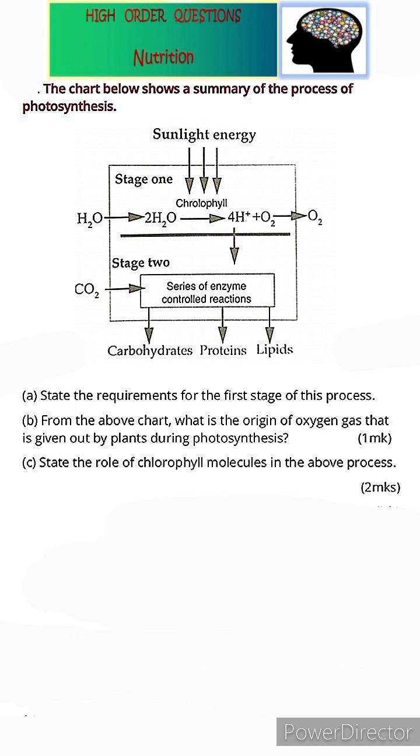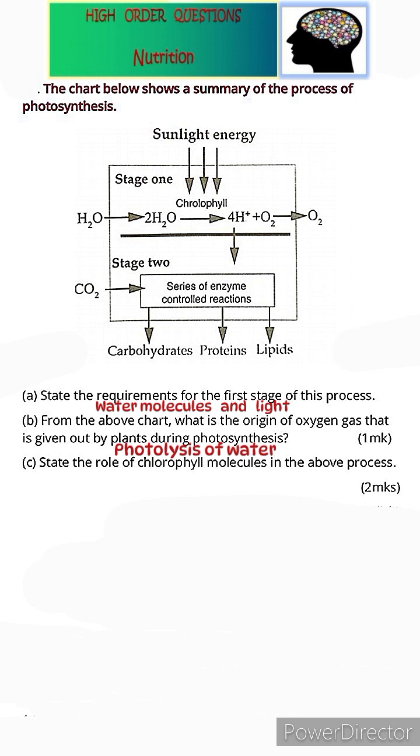Part A, state the requirements for the first stage of this process. So that is the light stage. So we have two requirements, water molecules and light. Part B, from the above chart, what is the origin of oxygen gas that is given out by plants during photosynthesis? The oxygen gas, of course, is obtained from photolysis of water molecules.